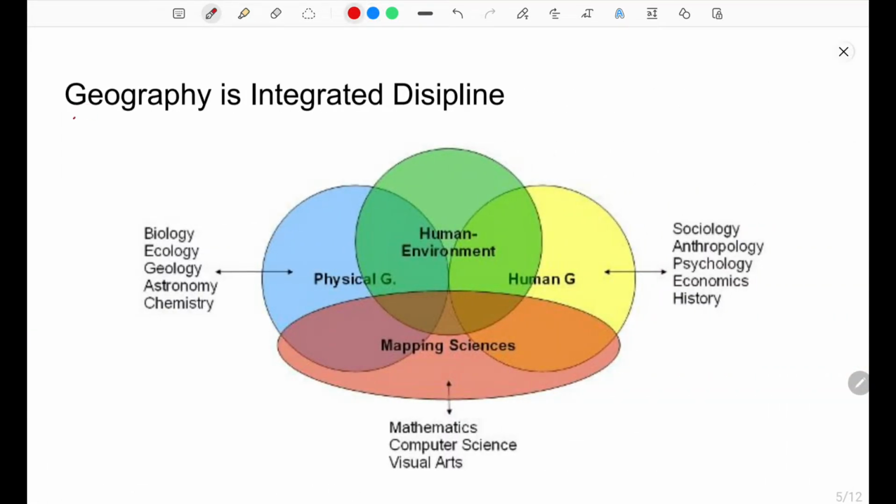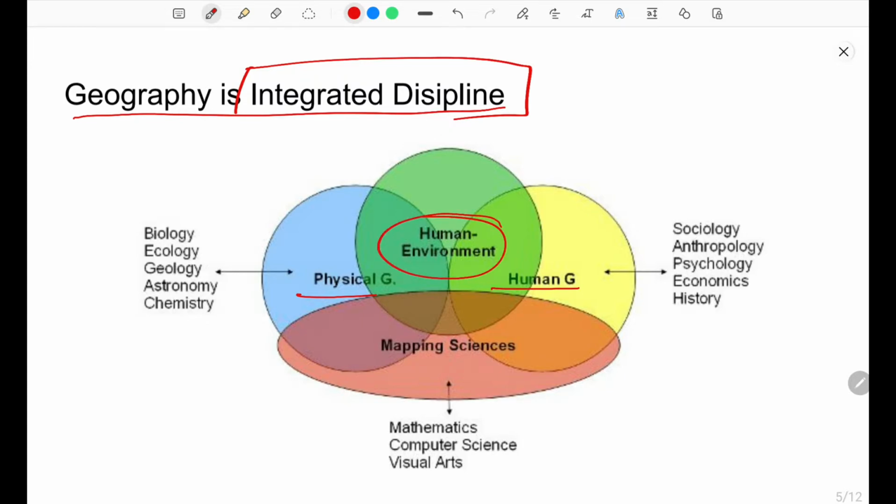Now coming to this, geography is an integrated discipline. What is meant by an integrated discipline? Integrated discipline means it has access to all other branches of science as well. So with this we are calling geography an integrated discipline. Now if you look at the detailed pie chart here, physical geography and human geography show overlapping with a human environment perspective, and this branch we call integrated geography, which we'll be speaking about in the coming slides.